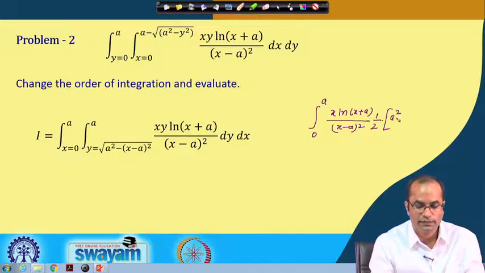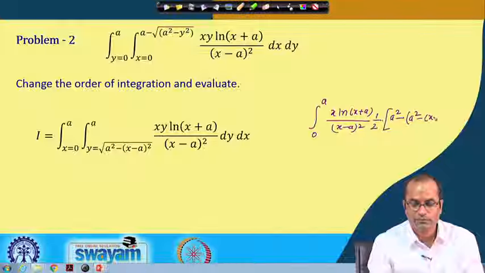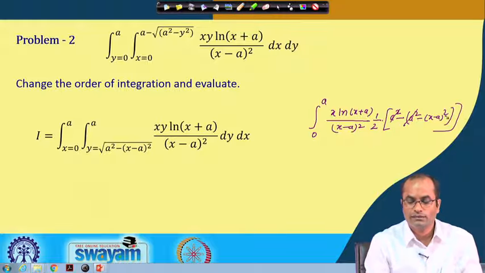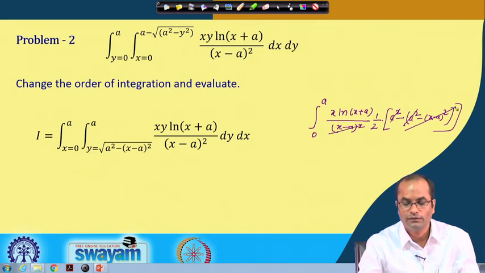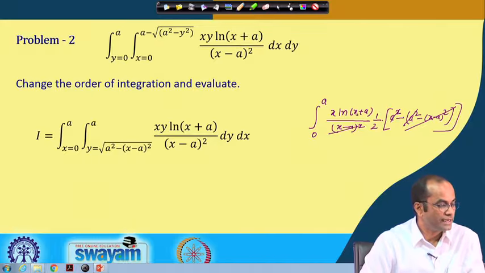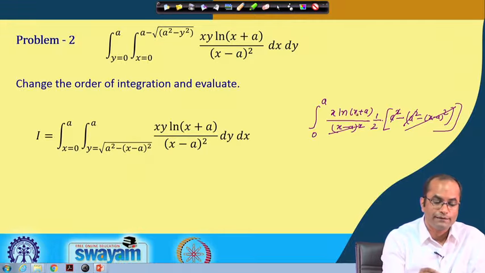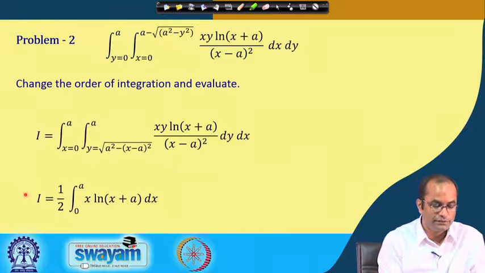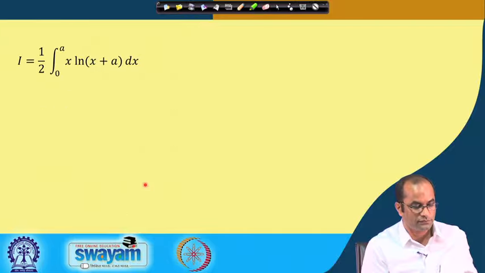So, we have a squared minus this y squared, which will be a squared minus (x-a) whole squared. So, a squared minus a squared will cancel out, then we have (x-a) whole squared, and that whole will go out with this one. So, we have half x ln(x+a), and this is exactly the result of the inner integral, and now we can evaluate this outer integral as well.